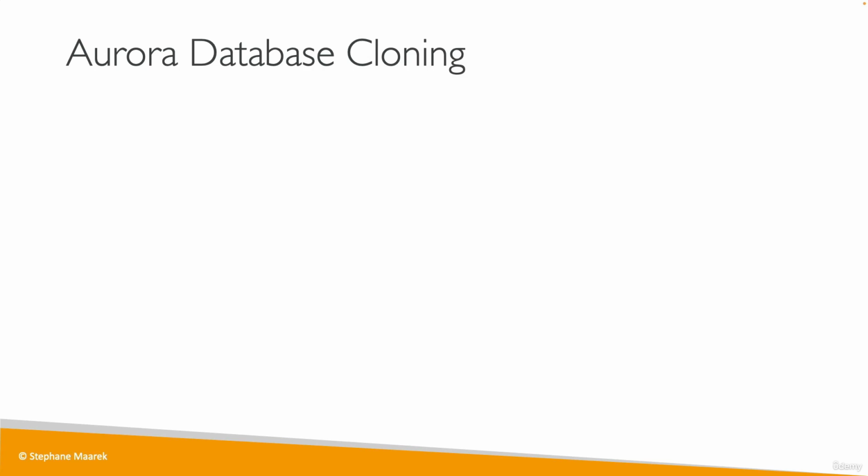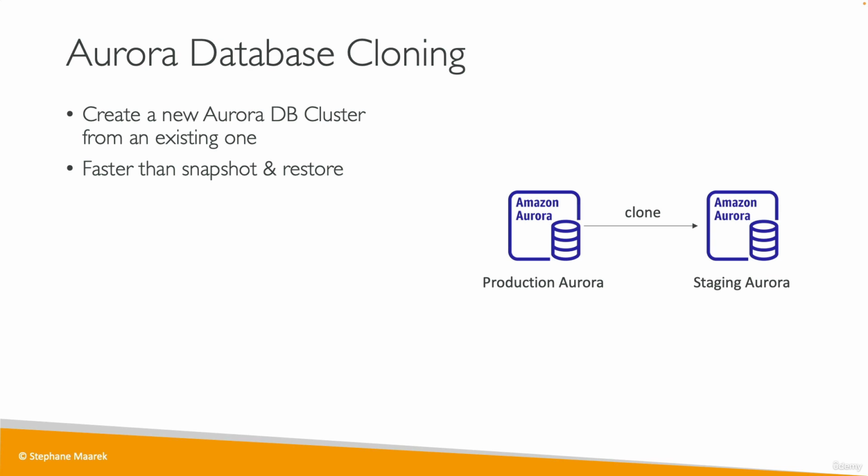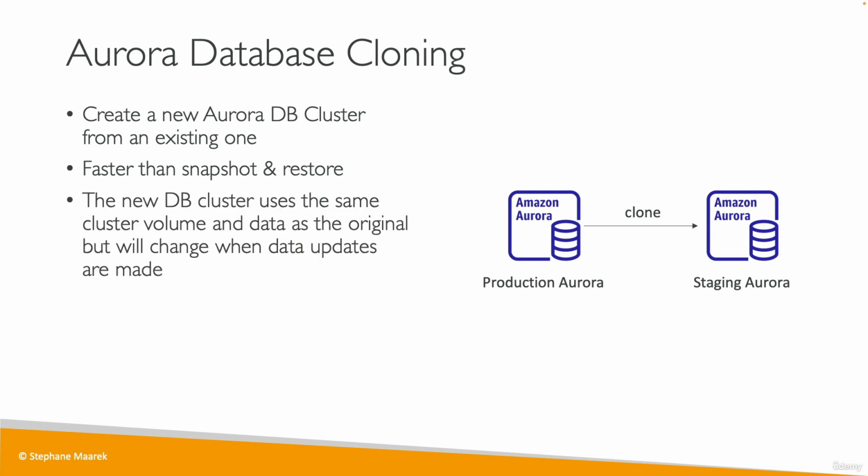And finally, there is a last feature you need to know about called Aurora database cloning. It allows you to create a new Aurora DB cluster from an existing one, hence the name cloning. So say you have a production Aurora database and you clone it into a new Amazon Aurora database, for example, a staging Aurora, in which you're going to be able to do your development or your test without impacting the production database. And it's actually faster to use Aurora database cloning than to do a snapshot and restore. So the new database is going to use the same cluster volume, and that's why it's much faster. And then it will change over time as the updates are being made onto the new database.